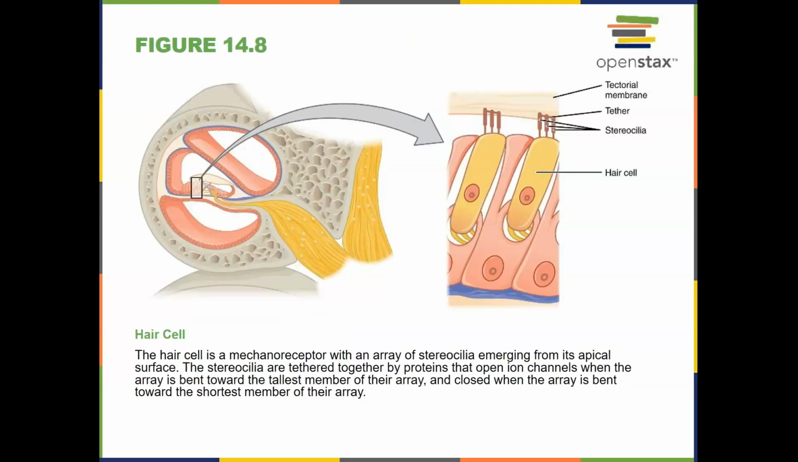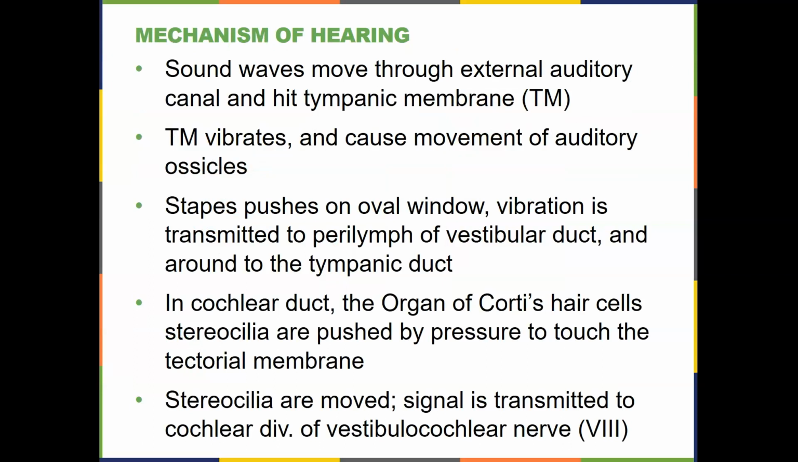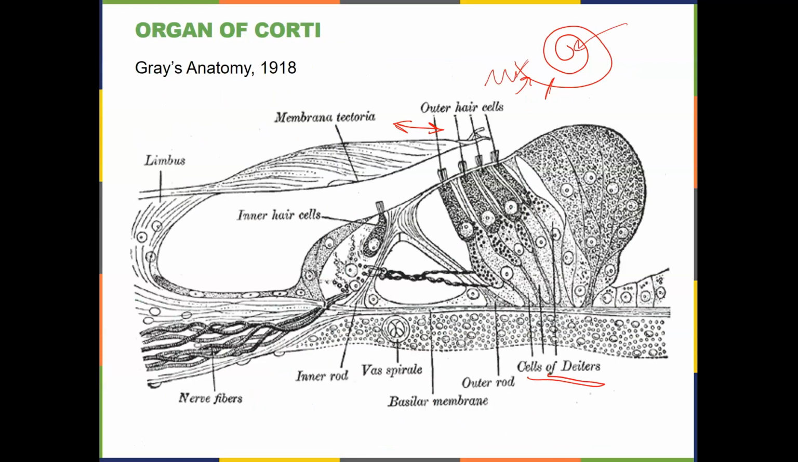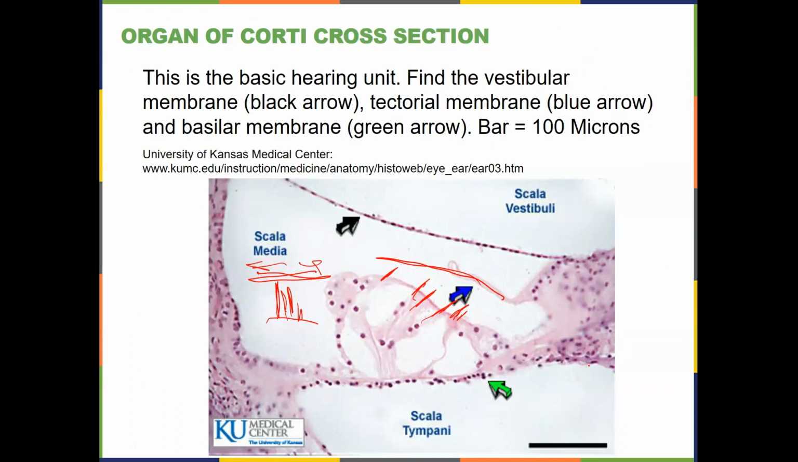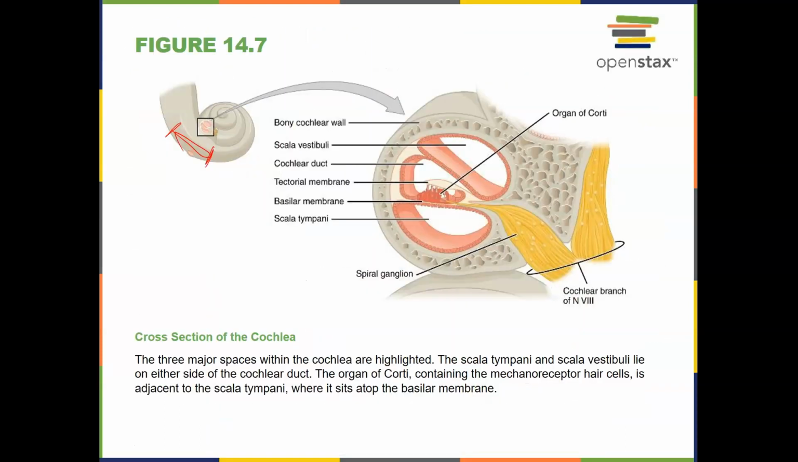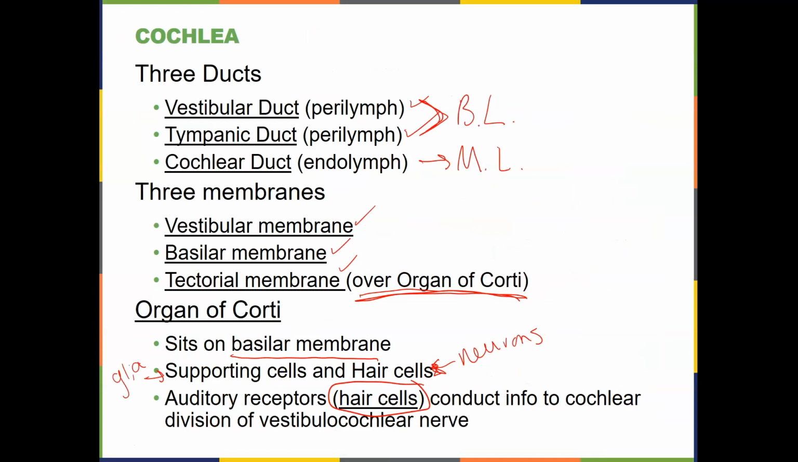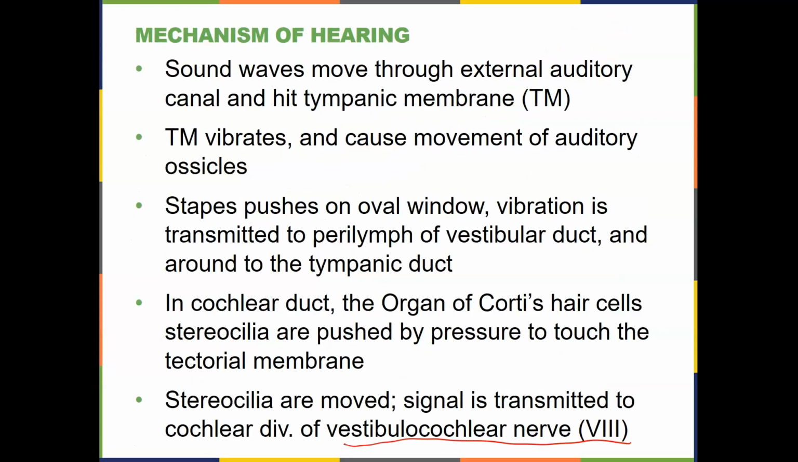Now, if you really want to look into the details of this, I did write down the mechanism of hearing. You do need to know about the vestibulocochlear nerve, the 8th nerve. You also need to know all the specific names of the cell types, the hair cells, not cells of Deiters per se, but the support cells. You need to know all the names of the ducts inside of the cochlea and basically what they have in terms of endolymph or perilymph and so forth.